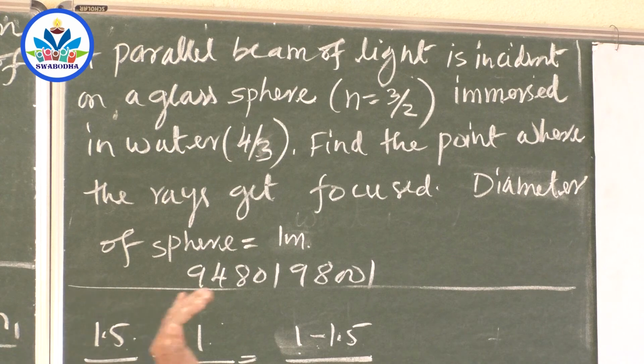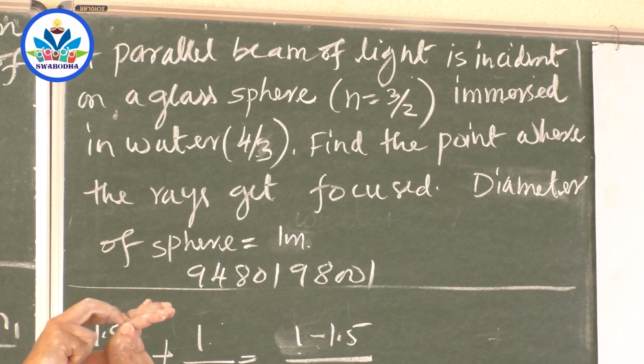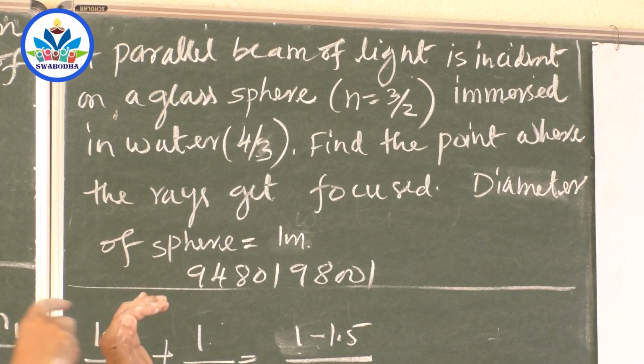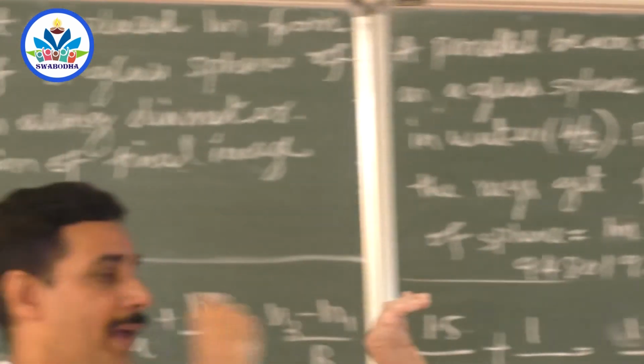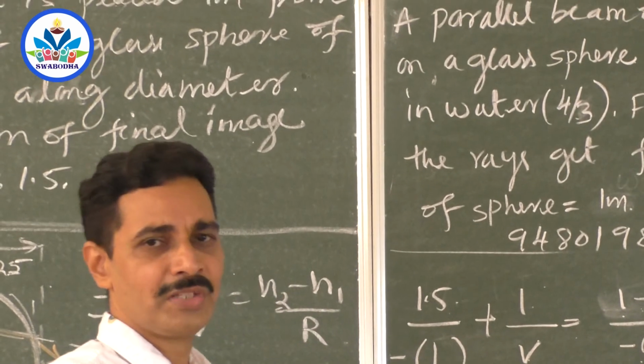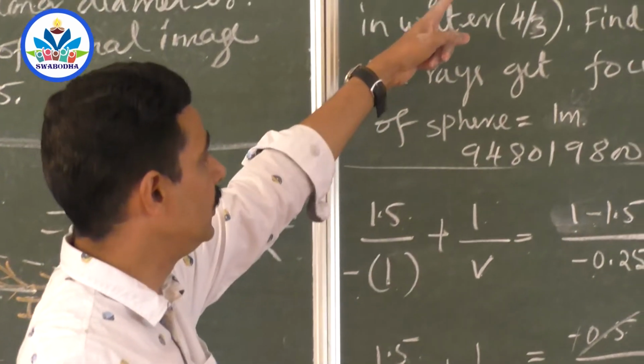You ask the first surface, if parallel beams are incident, are you receiving rays of light? Yes sir, they are parallel. Where is the object? They don't meet at all, sir. Produce them backwards, they don't meet at all. That means the object is at infinity. You have to take u equal to infinity.